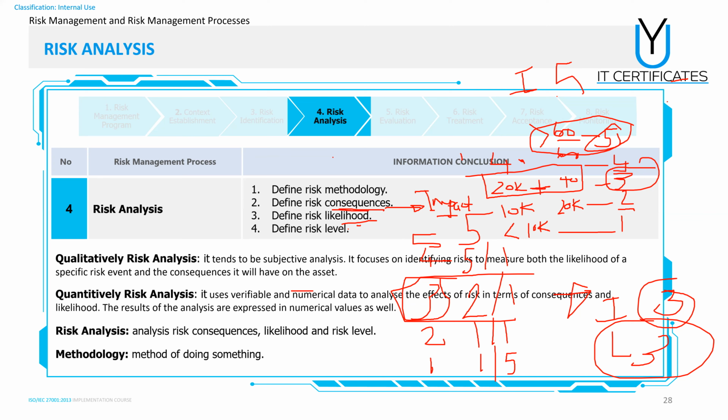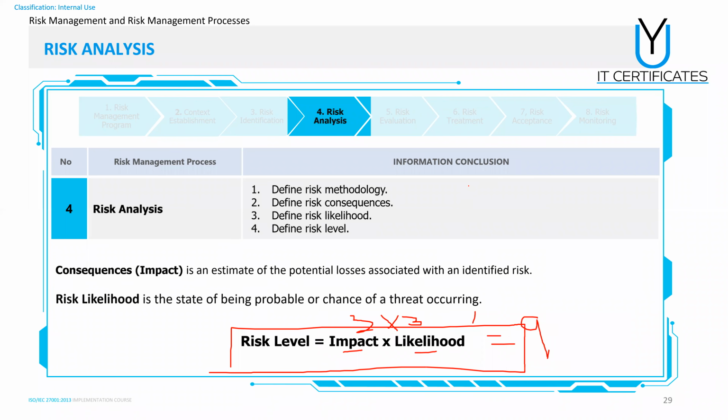Okay, how many times can it happen per year? It can happen once every 2 years, so usually it will be level number 1. Then the likelihood will be 1. If I want to calculate the risk level here, the impact is 5 and the likelihood is 1, so the risk level for the data privacy leakage is 5.